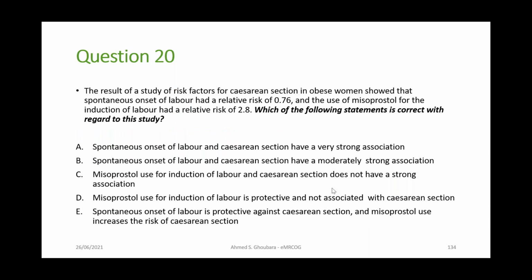Last question, question 20. Result of study, risk factor for cesarean section. This is a tricky one. I swear, this is the last question. The next slide will be the bye-bye. So, it's not well written, okay? It could have been written in a better way. So, the result of the study, risk factors for cesarean section. So, this is the outcome, cesarean section. We study different risk factors, exposures, or effects on cesarean section.